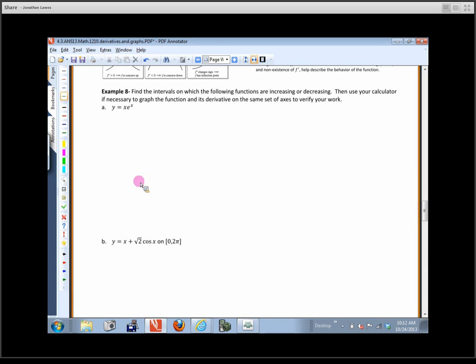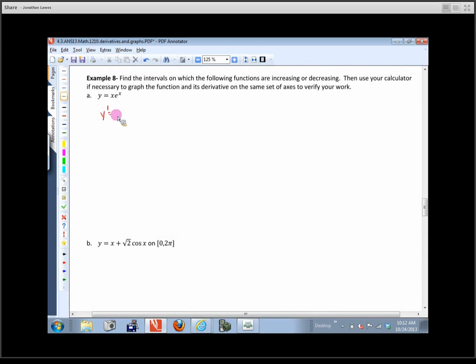On example 8, it says, find the intervals on which the following functions are increasing or decreasing. Then use your calculator if necessary to graph the function and its derivative on the same set of axes to verify your work. It doesn't say sketch the graph. It just says find the intervals where it's increasing or decreasing. So let's do that. All we need for that is the first derivative. And for the first derivative on this, we're going to need to use the product rule. So I'm going to take the first times the derivative of the second plus the second times the derivative of the first.